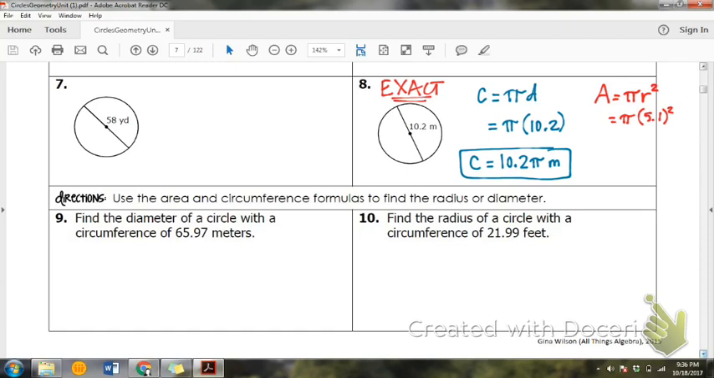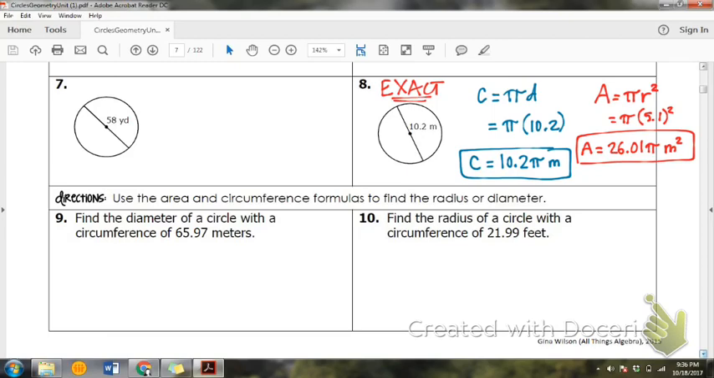When we do 5.1 squared, I get 26.01, but I'm going to leave pi in my answer. Meters squared equals area. Okay? All right.